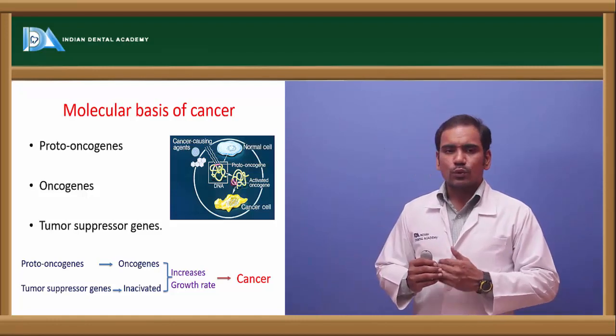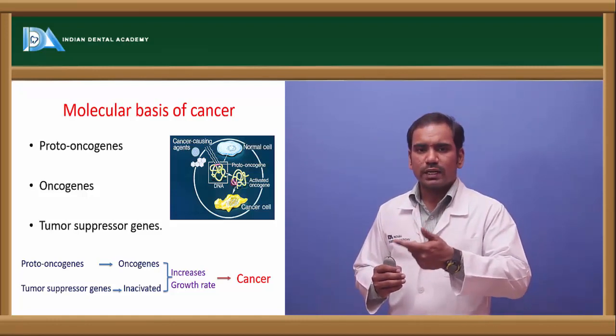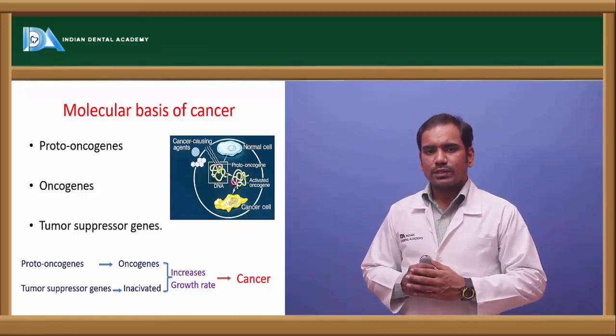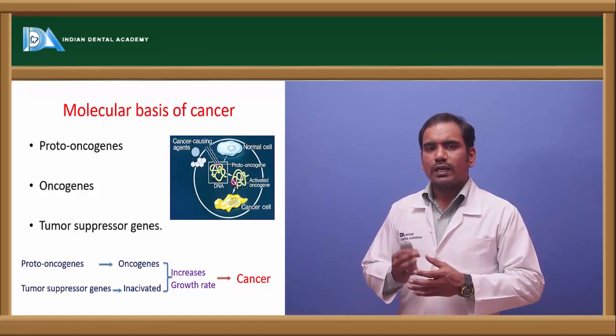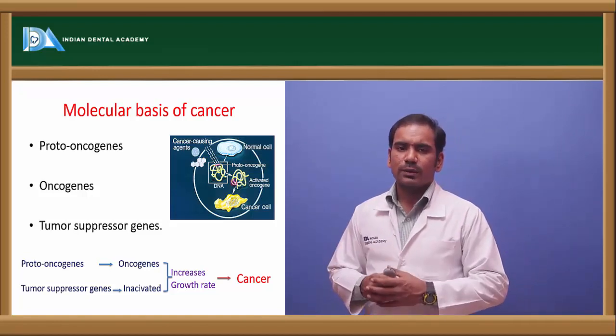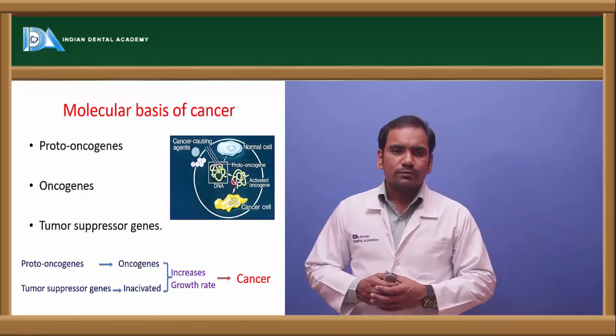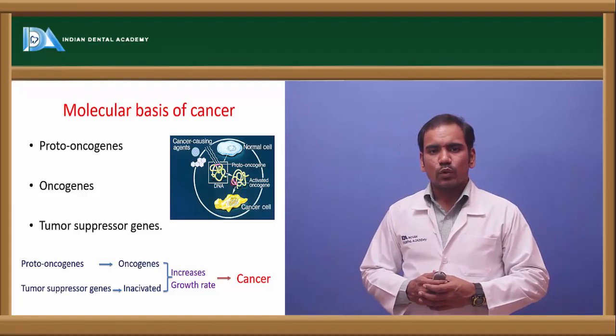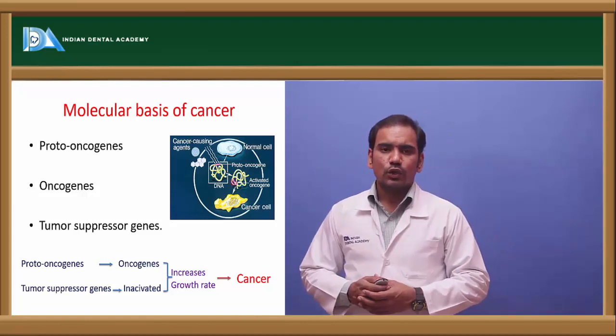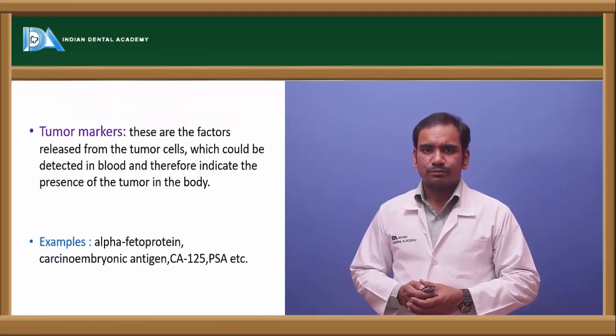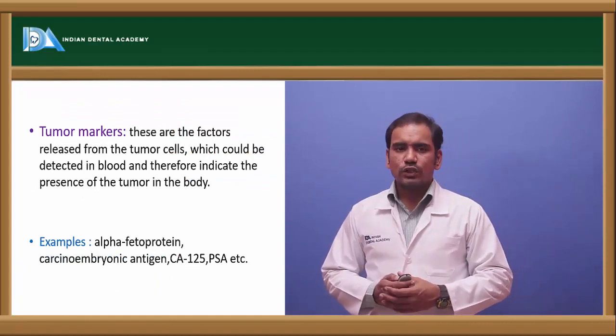These two, activation of proto-oncogenes and inactivation of tumor suppressor genes, lead to increased growth, and that results in cancer. That is the main mechanism behind cancer: activation of proto-oncogenes and inactivation of the tumor suppressor genes.